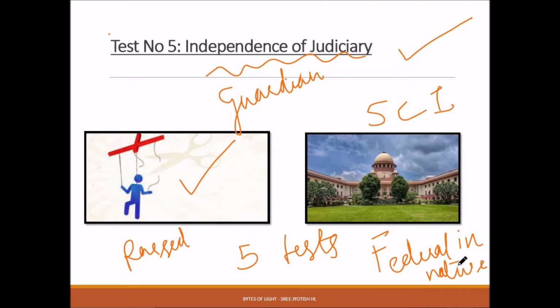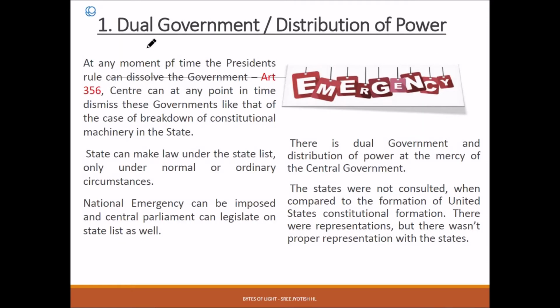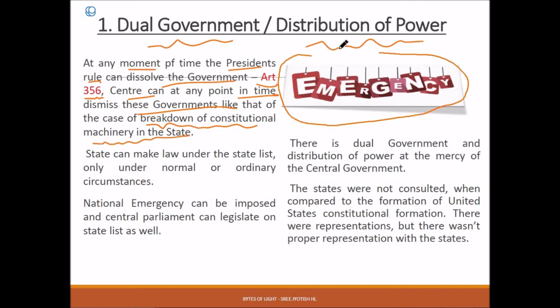Let's not hurry. Let's get a little bit deeper into it, that is, going deep into the Indian constitution. Let's see about dual government and distribution of power. At any moment, the President's rule, that is emergency provisions, can dissolve the state government under Article 356. The Center can at any point in time dismiss the state governments, as in the case of breakdown of constitutional machinery in the state. That is, emergency provisions can be applied and the state government can be dissolved.